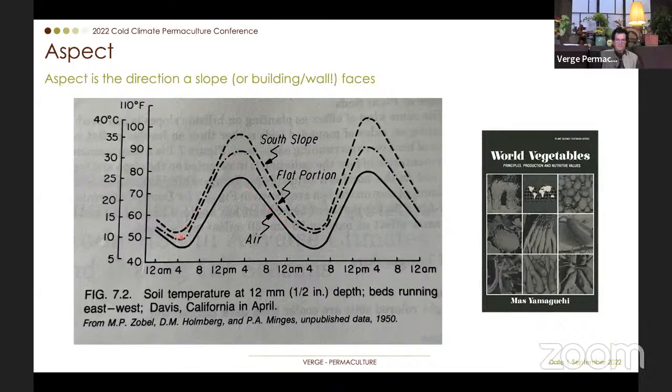Now, the flat portion of your bed. So imagine if you got a raised bed and it's like this and that, and this side is the south side. That, again, is getting that more direct incident solar radiation. And then that top, it's getting more diluted, whereas the north slope of that isn't actually on here. But you can expect that it would be getting less.